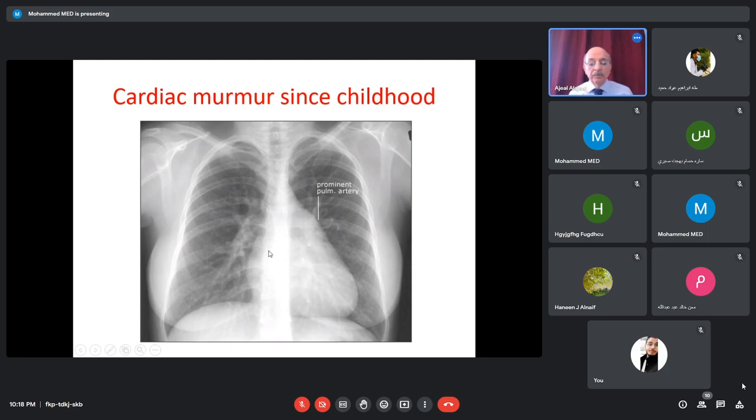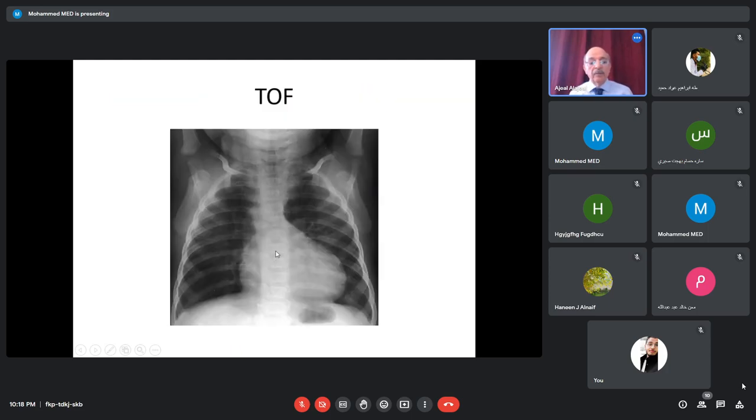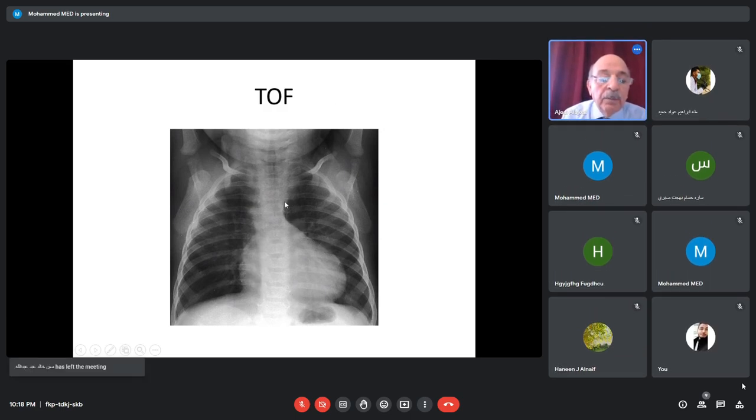Next slide, please. This slide is typical of tetralogy of Fallot. You can see that the heart is enlarged, but the enlargement is mainly right ventricular. Why mainly right ventricular? Because the left heart border is lifted away from the diaphragm.